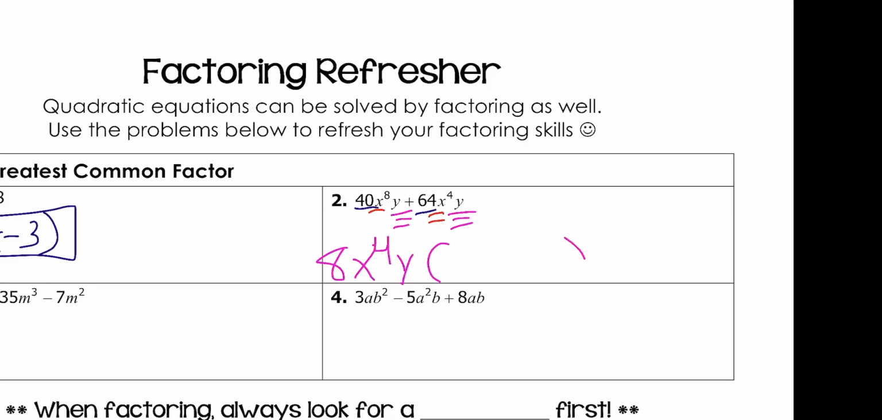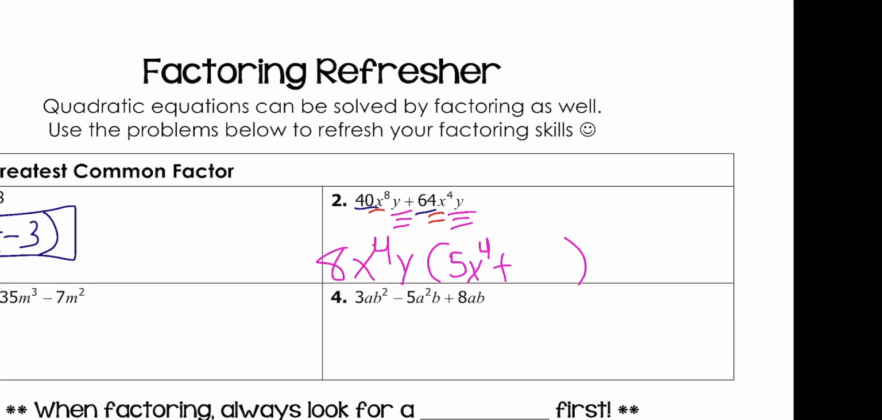So then we're really going to just divide by what we pulled out. So I mean, 40 divided by 8 would be 5. I pulled out 4 x's from 8, so there's 4 left over. And I pulled out 1 y from 1 y, so there's no y's left. So that's the first term.